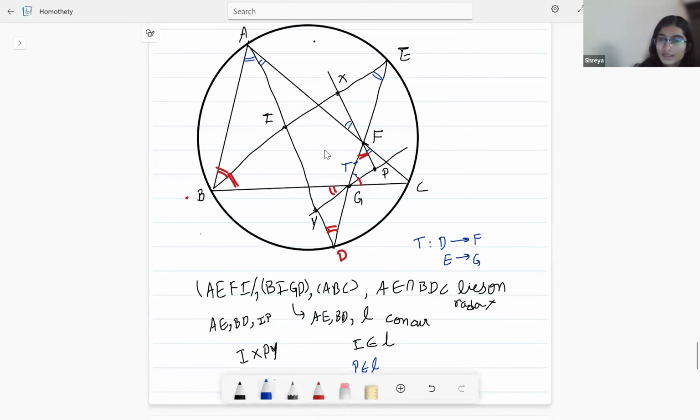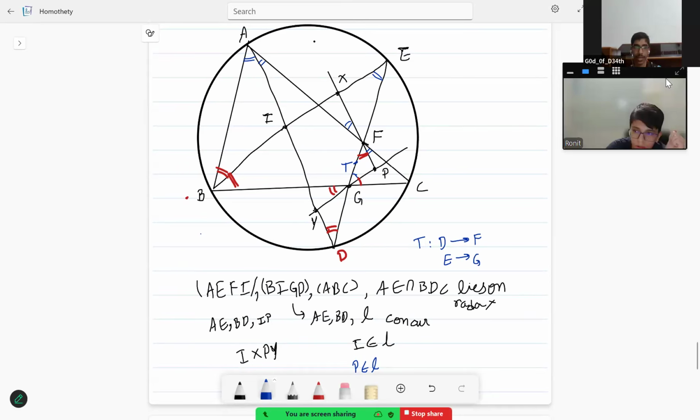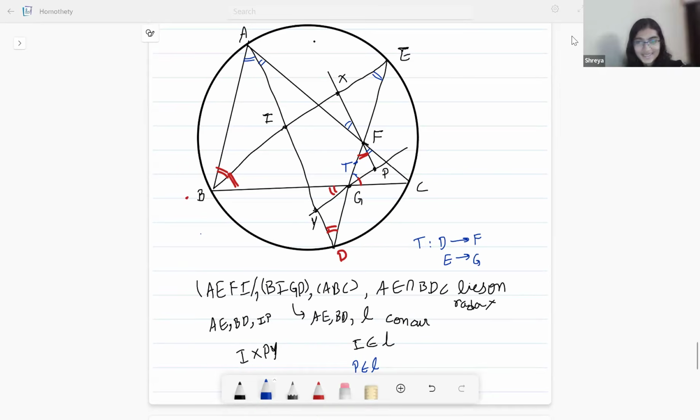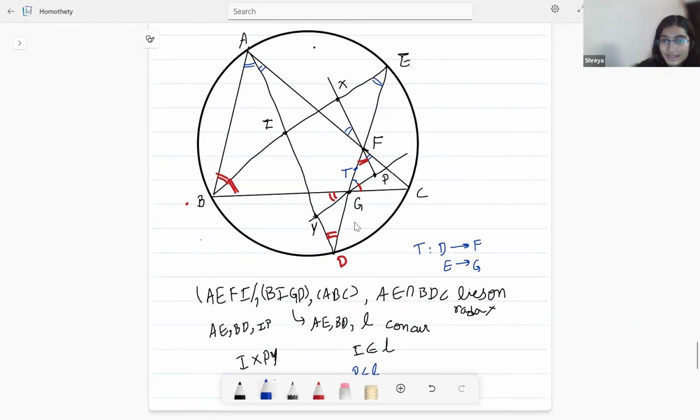So if we look at this point, then it has a nice property. D will go to F, so AD will go to FP, and E will go to G, so BE will have to go to the parallel line, which is GP. Can you go a bit slower? I couldn't catch up. Sorry. Okay, so we'll define the point T, which is the center of a homothety sending D to F.